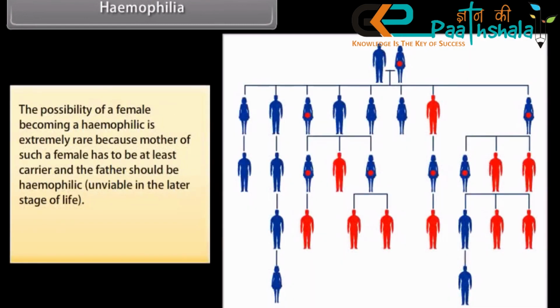The possibility of a female becoming hemophilic is extremely rare because the mother of such a female has to be at least a carrier and the father should be hemophilic, who is unviable in the later stage of life. The following chart shows the transmission of hemophilia.